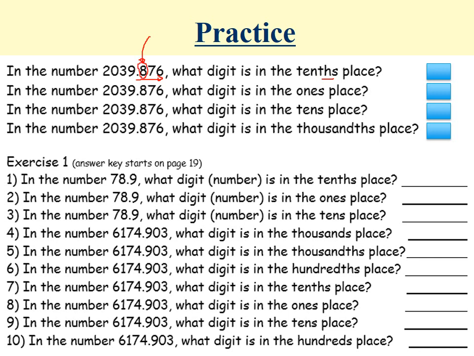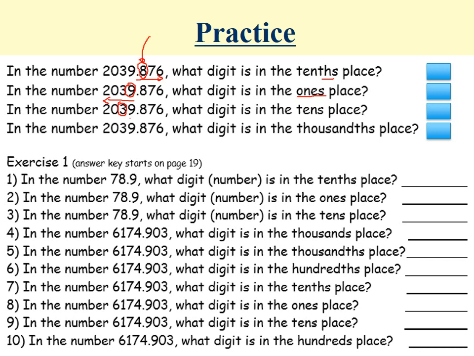In the ones place, we don't see "ths", so we know we're on the left side of the decimal. And we know the first number to encounter on the left side is the ones, so it would be 9. Try to pause the video and try the rest on your own, and then come back and check if you have the right answer. What digit is in the tens place? So again, no "ths", so we know we're on the left side. It's not the first number we encounter, but the second number we encounter. It's our tens position.